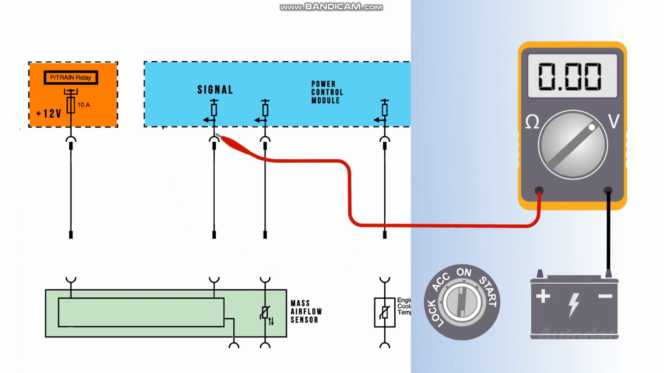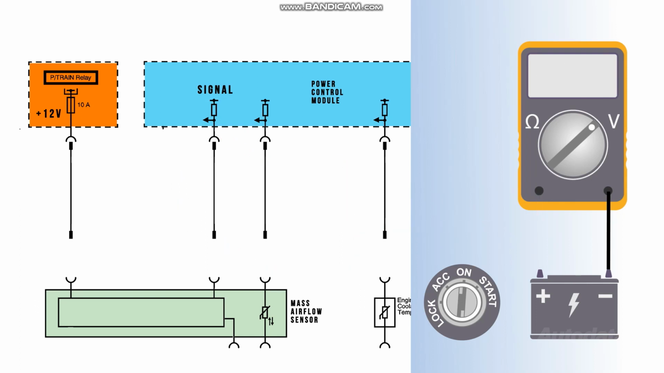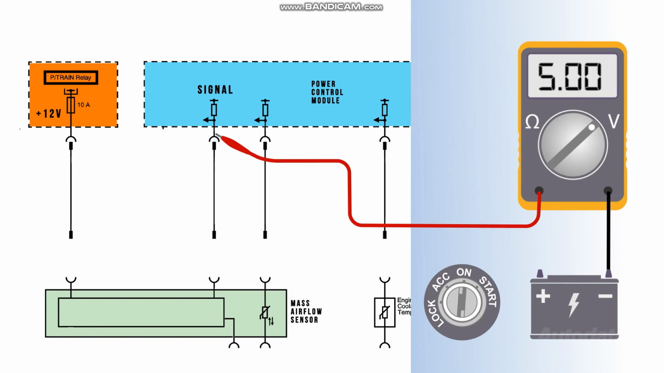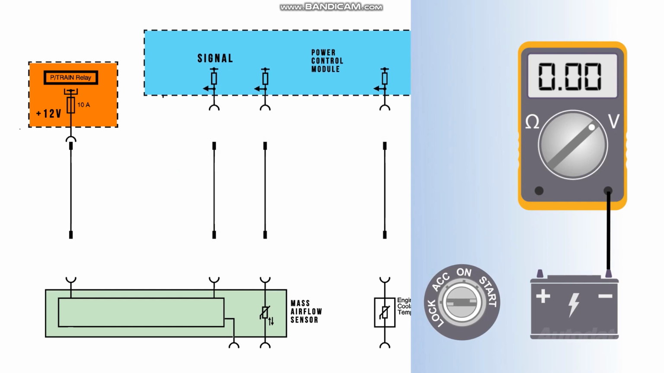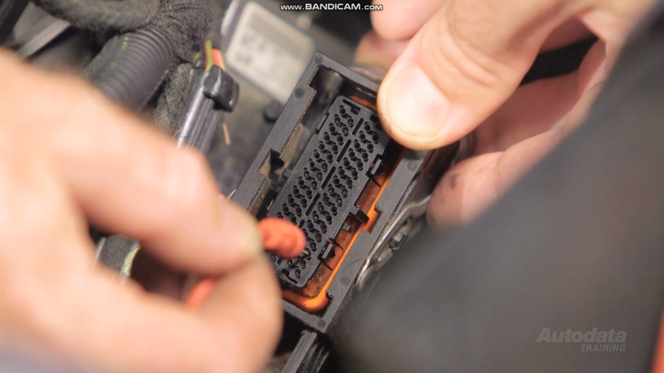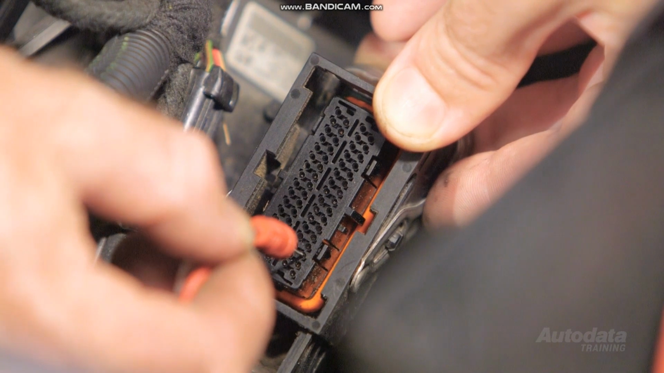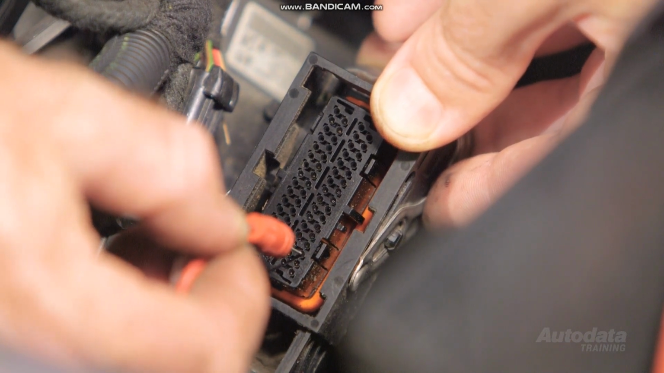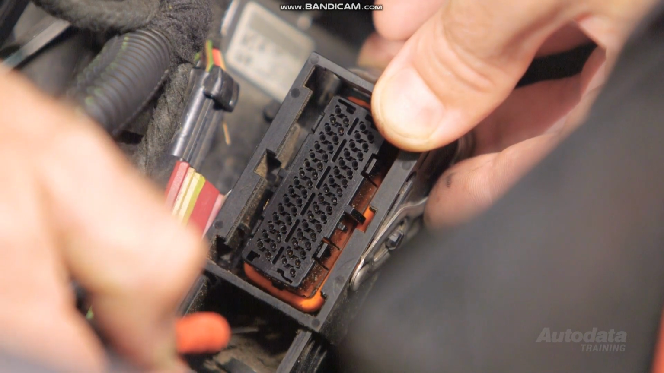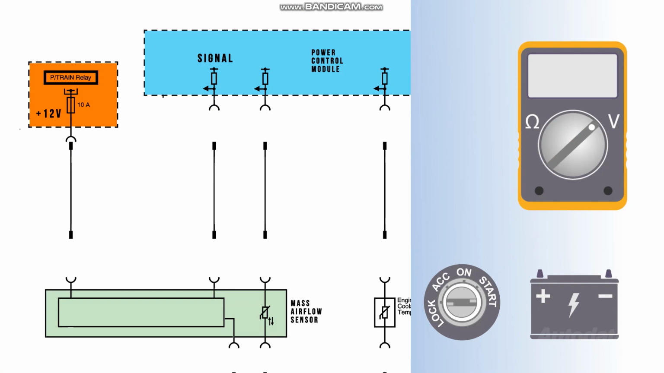Move one meter lead to the ECM connector and back probe the MAF signal terminal. If the meter now displays 5 volts, the open is in the harness between the two connectors. If the meter still displays 0 volts, turn the ignition off and disconnect the ECM. Inspect the MAF signal terminal in the ECM and ECM connector for corrosion and correct tension. If this is okay, the open must be in the ECM.